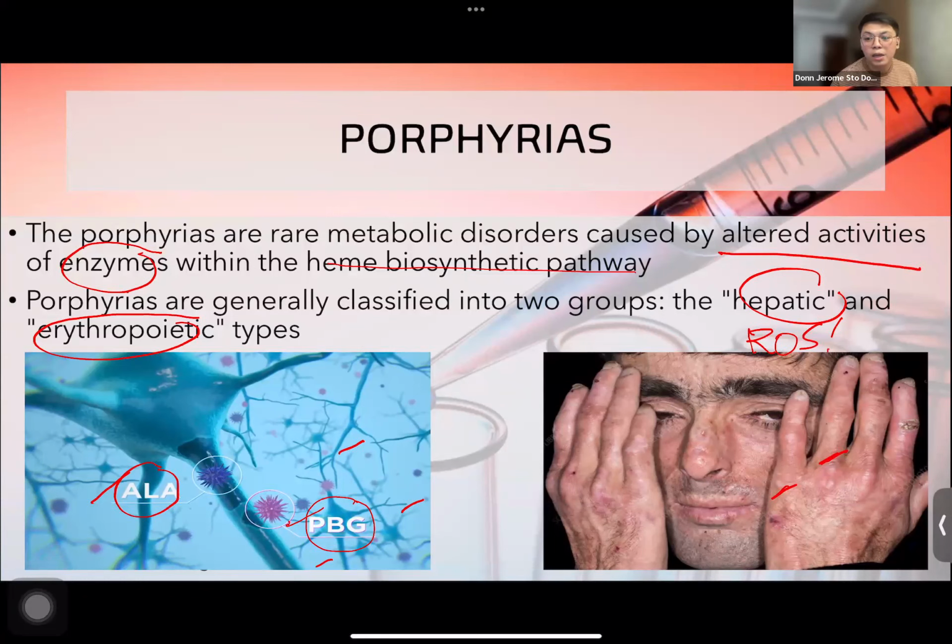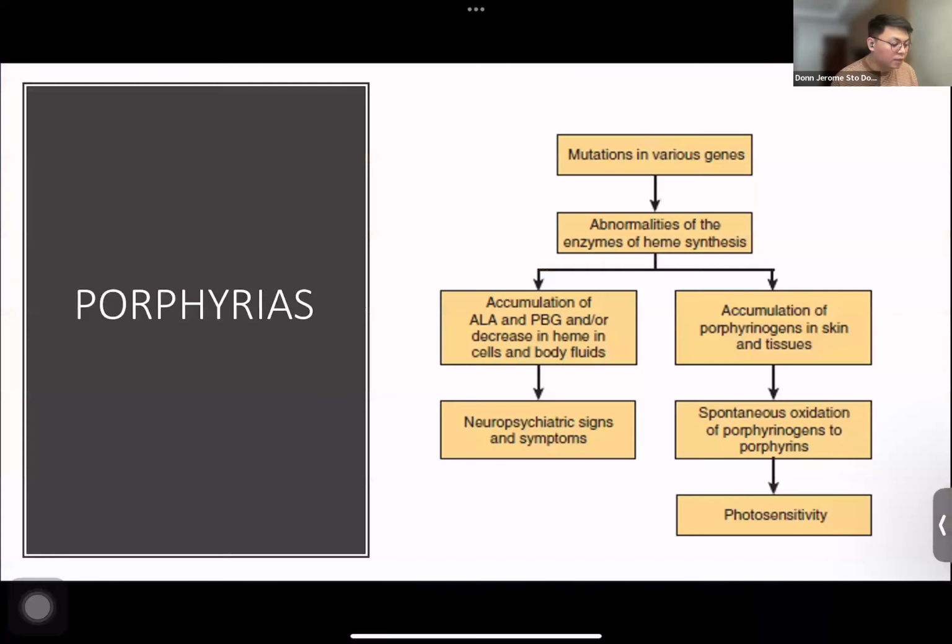Nasusundan po? Clear so far? Sige, yan po ay very important kasi di-discuss natin yan later. So again, just to emphasize, mutations in various genes in your heme synthetic pathway is the reason behind porphyria. Accumulation of ALA and PBG, ano uling manifestation? Neurovisceral or neuropsychiatric symptom. Accumulation of porphyrinogens. Pwede ba silang mag-spontaneously oxidize to their porphyrin counterpart? Yes po. That will be the one causing photosensitivity or cutaneous manifestation.